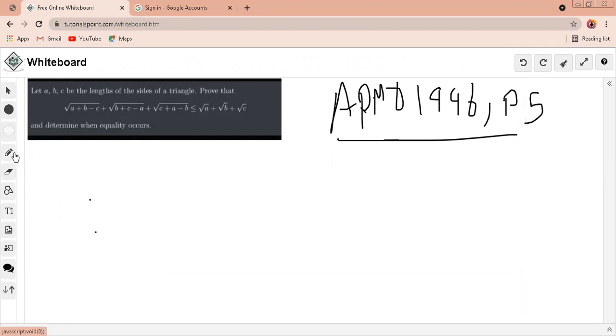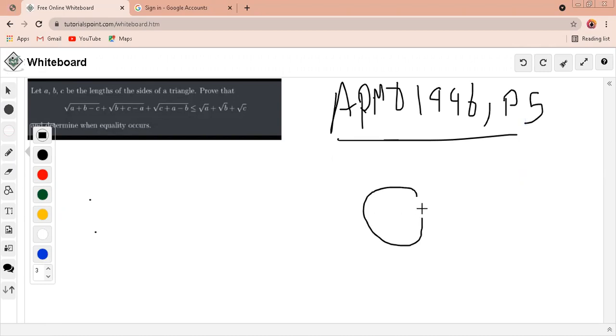Now let's begin with a fact. Suppose we have a circle, and this circle is the incircle of some triangle. Now we know that from any point exterior to a circle, the tangents are always of equal length. So if we assume this length to be x, this length is also x.